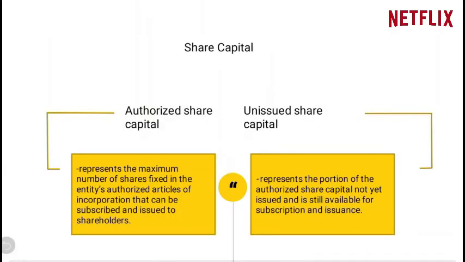So authorized share capital represents the maximum number of shares fixed in the entity's authorized articles of incorporation that can be subscribed and issued to shareholders. Yung unissued share capital naman, it represents the portion of the authorized share capital not yet issued and is still available for subscription and issuance.